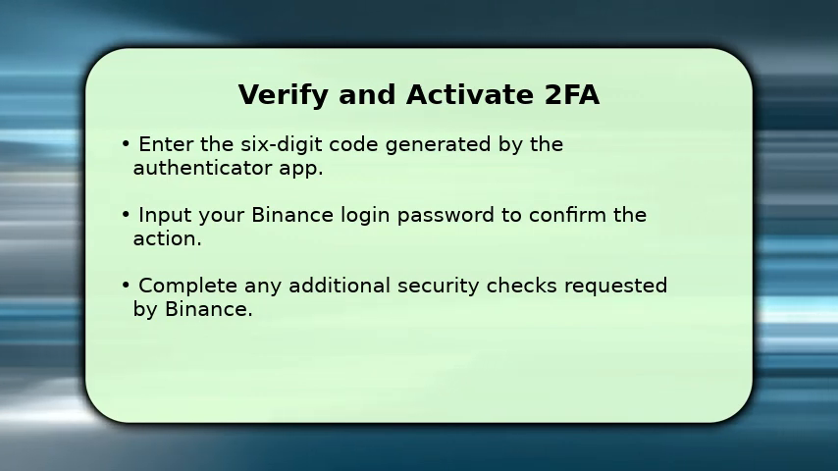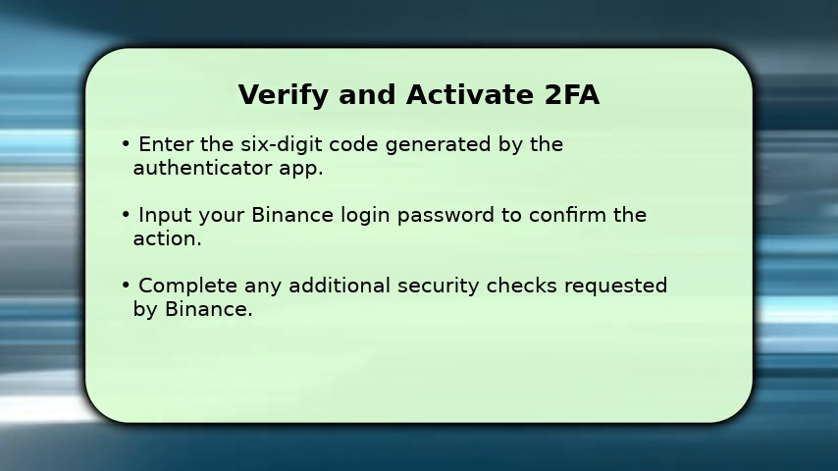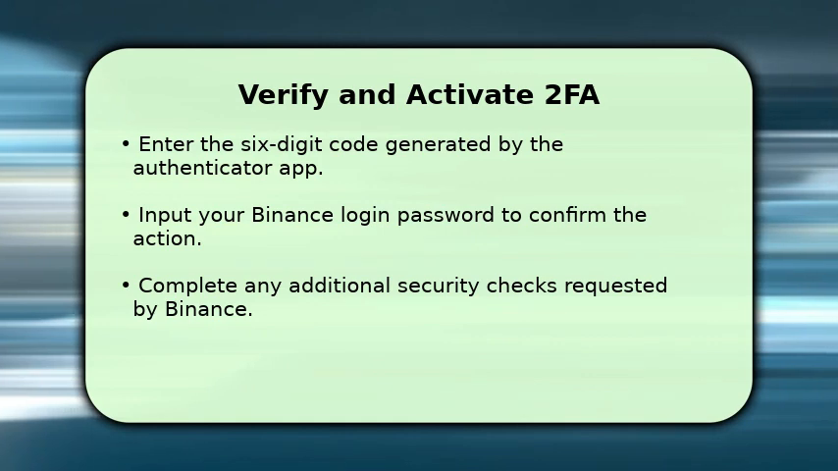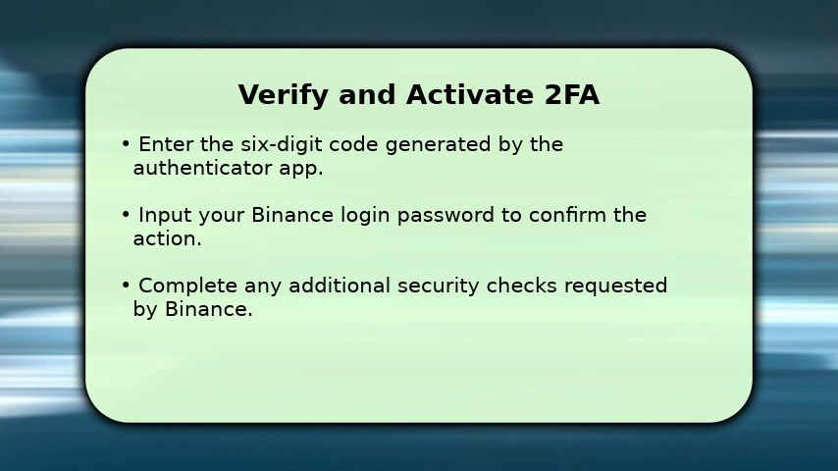6-digit verification codes. You will need to enter the current code displayed in the app into the designated field on your Binance security page. Additionally, you must input your Binance login password to confirm this security change. Binance might also ask for other verification steps, so follow those prompts to finalize the activation.